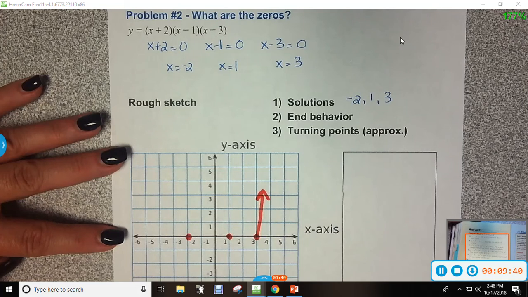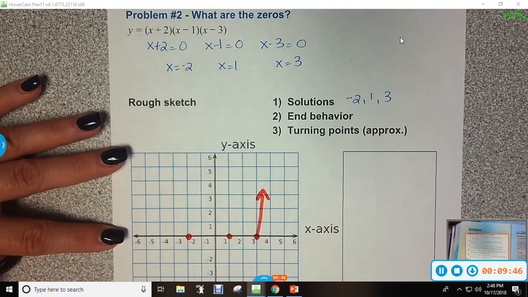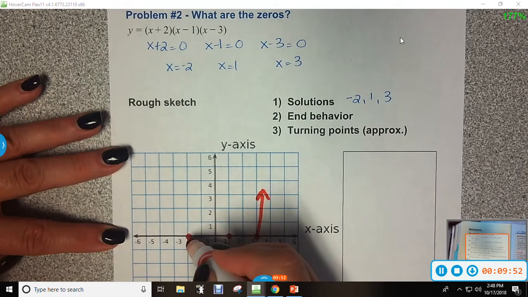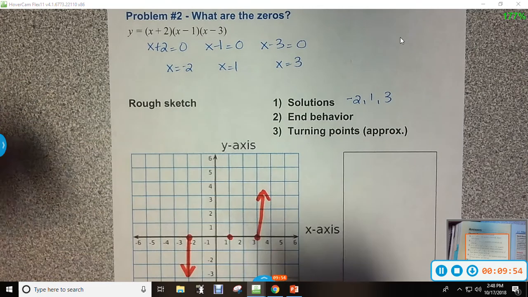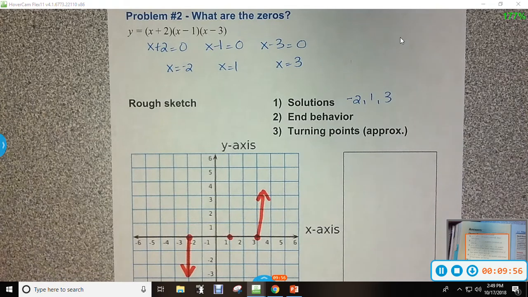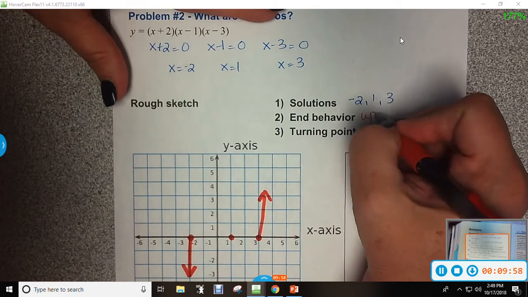Is this an even degree or an odd degree function? How do you know it's odd? There's 3 x's in it, so I know it's an x to the third. So it is odd, so that means the left and the right have to go opposite. Okay, so my end behavior was up, down.